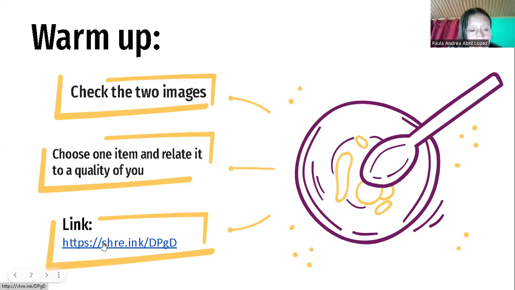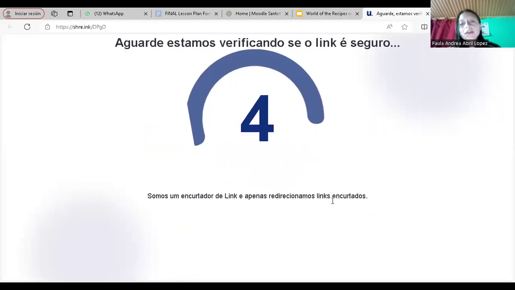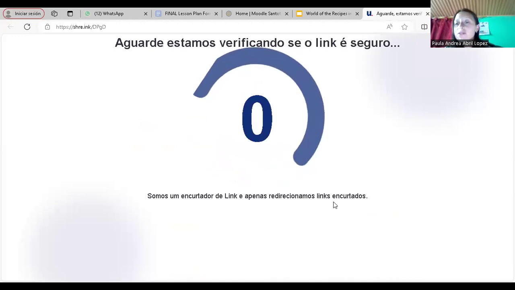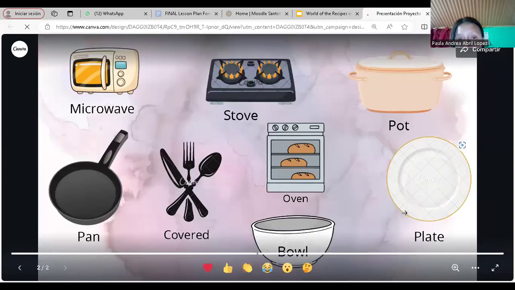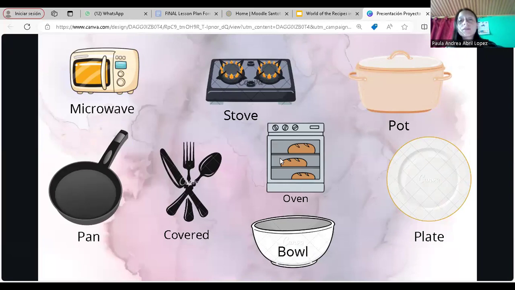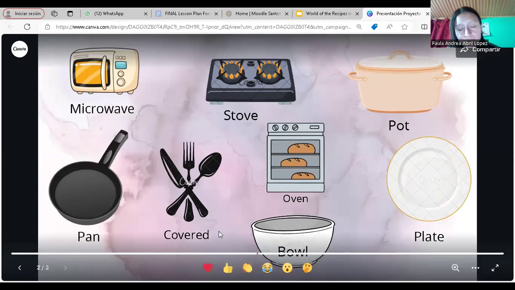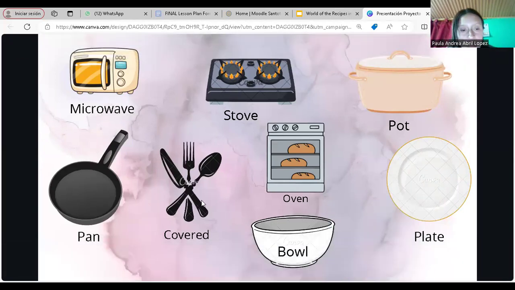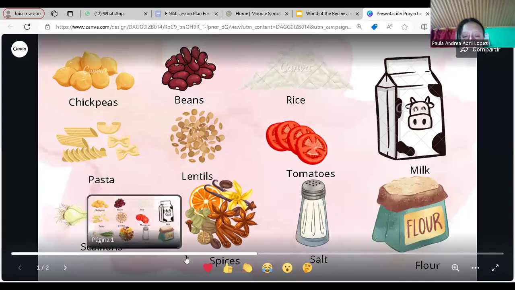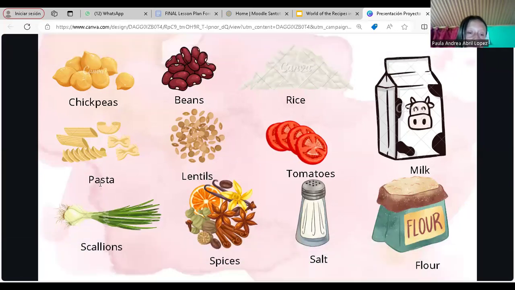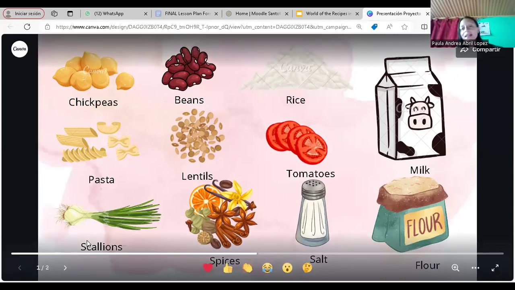So we are going to check the two images. In the first image, we are going to find food vocabulary like ingredients, and in the second image, you can find cookware vocabulary or kitchen utensil vocabulary. So, for example, microwave, stove, pot, pan, covered, bowl, plate. And for the first image, you can find rice, tomatoes, salt, milk, spices, lentils, pasta, chickpeas, scallions or green onions.